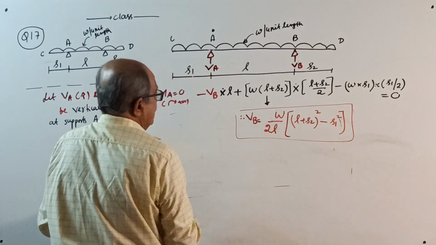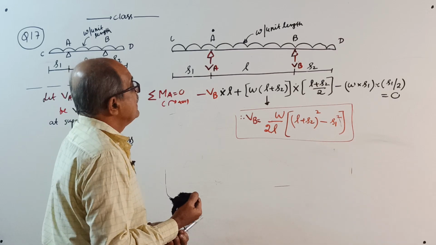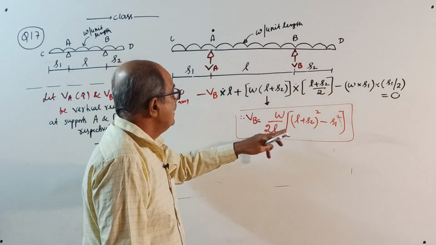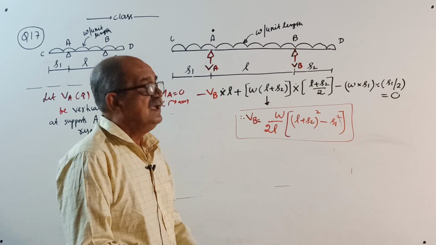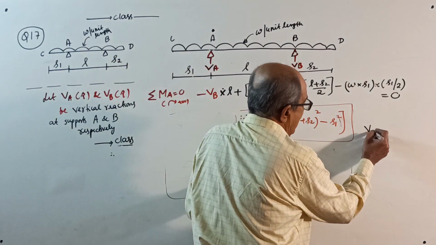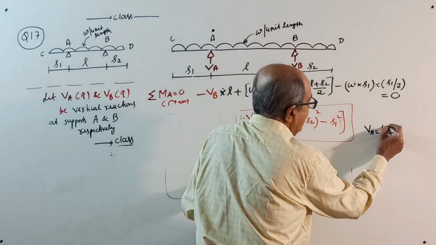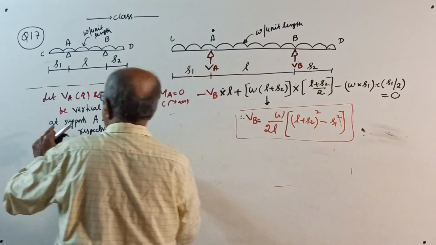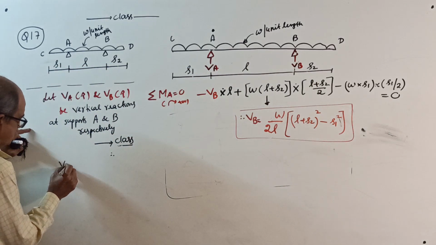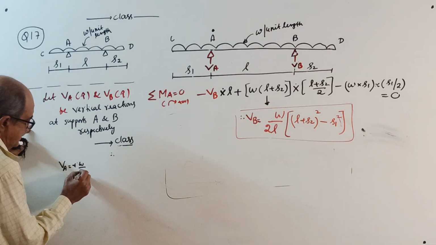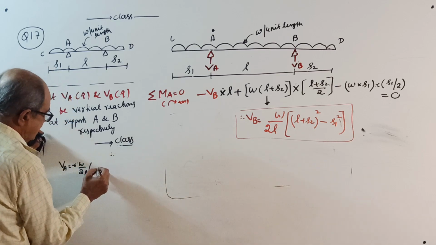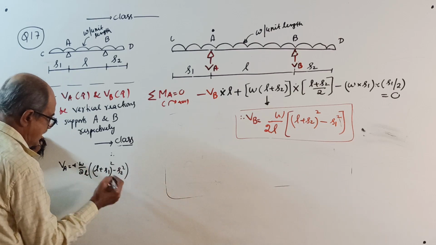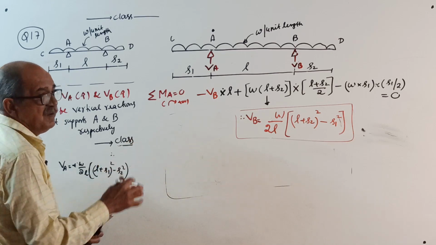Now we want VA. Now one thing is guaranteed. When the right overhang is S2 and the left overhang is S1, the right side reaction is W by 2L into (L plus S2) whole square minus S1 square, and the left reaction VA has to come W by 2L into, instead of L plus S2, (L plus S1) whole square minus S2 square. Okay, let me see, coming or not.